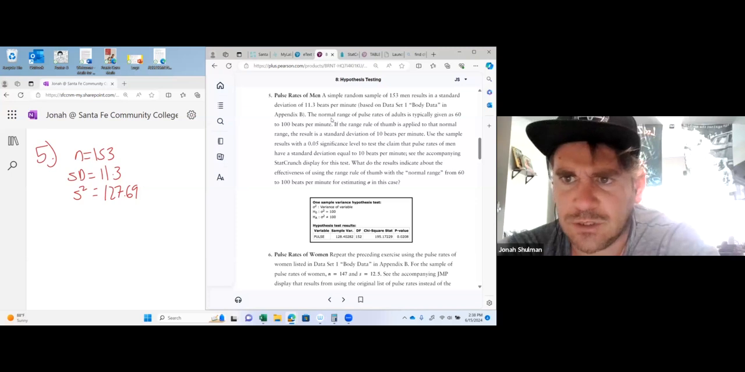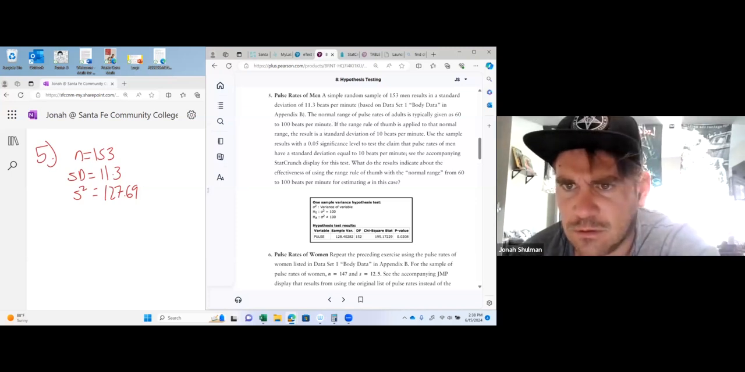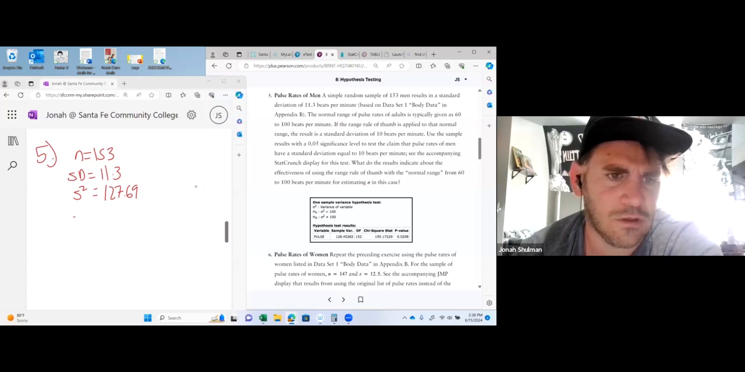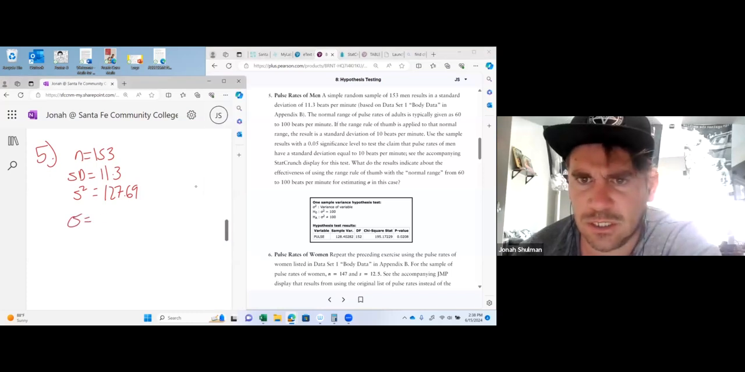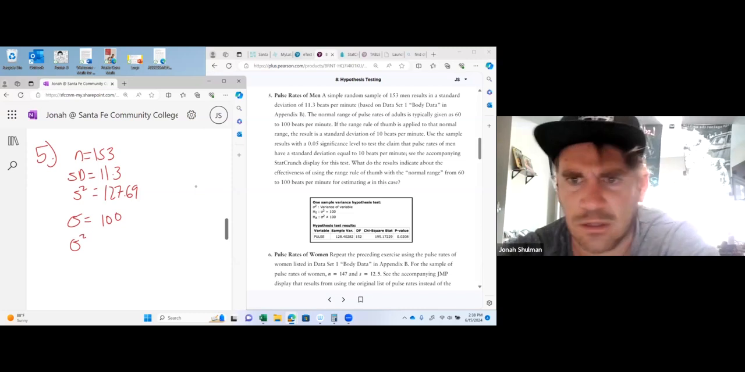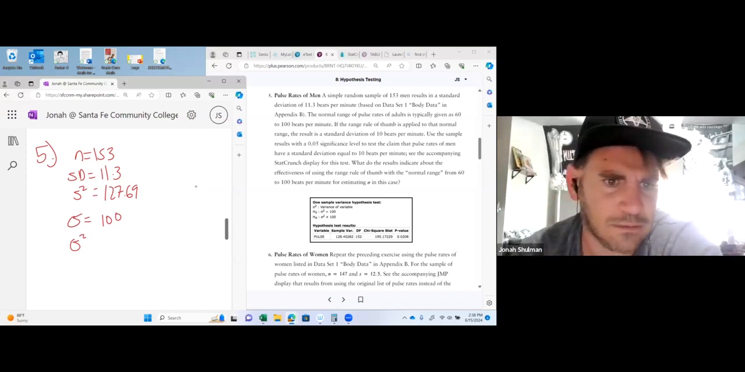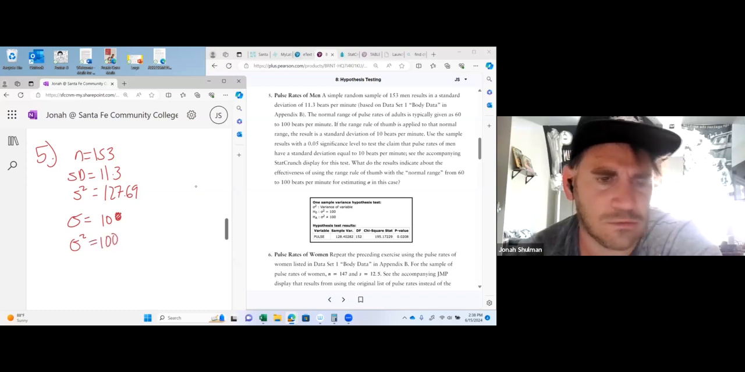The normal range is typically given as 60 to 100 beats per minute. The range rule of thumb is applied and the result is the standard deviation. So our standard deviation here is 100 beats per minute. So then 100 squared. Oh, sorry, it's 10 beats per minute. So this is going to be 100. Okay.